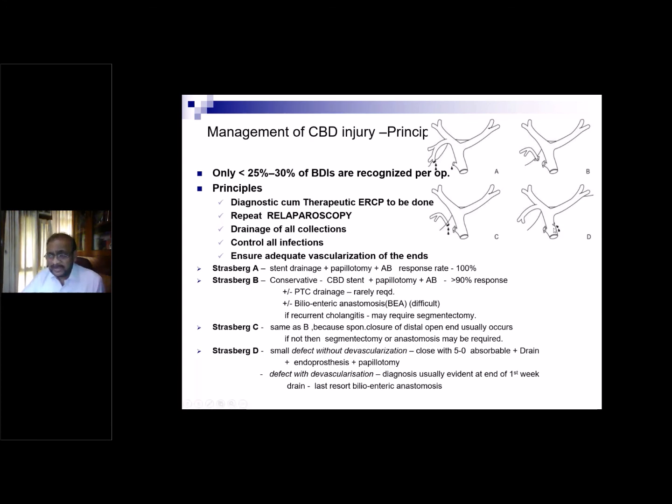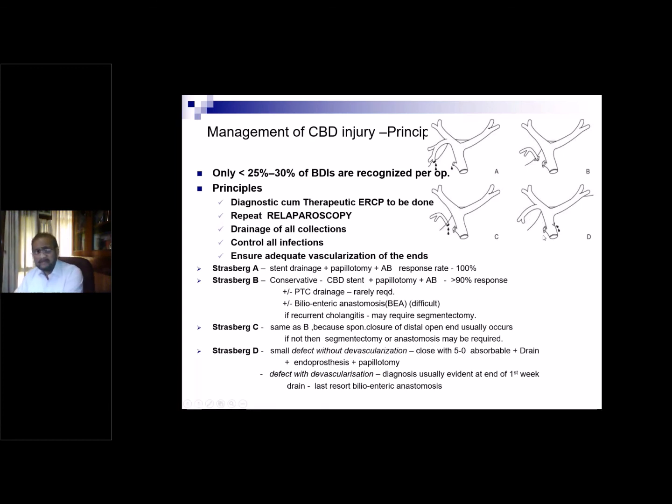So if the edges are vascular, laparoscopically, you can just put in 2 or 3 stitches as required with a 5-0 absorbable. But if you find that there's a larger defect where the vascularity is not very clear, you do a repair. But what happens? This patient is going to come back to you after 1 week with a leakage. So the diagnosis is evident only at the end of the first week. Why? Because at that time the drain is still there, and it starts draining bile. This patient develops a biliary peritonitis. And then the only remedy available at that point in time would be a bilioenteric anastomosis.